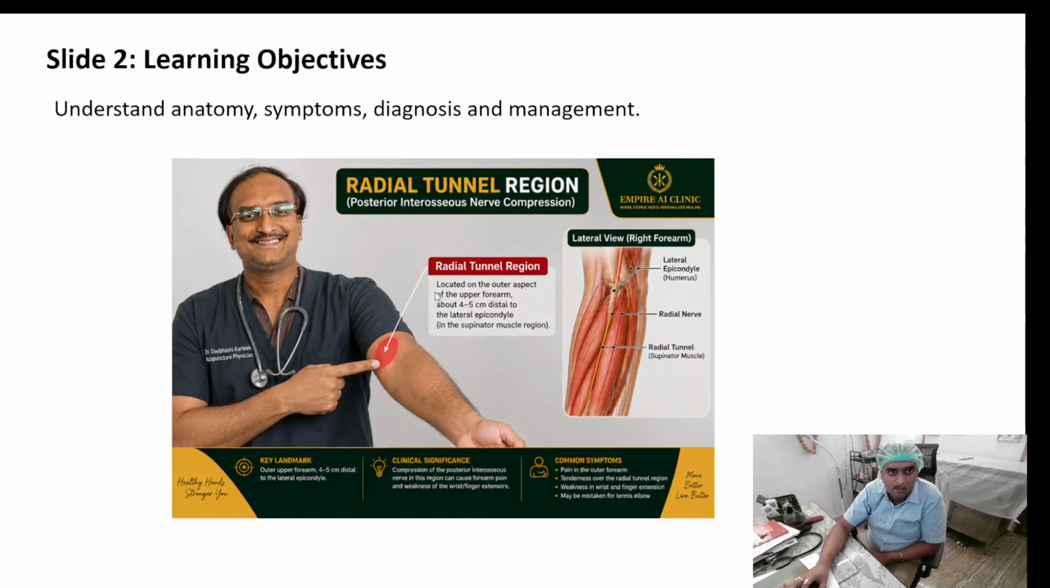Learning objectives: understand anatomy, symptoms, diagnosis, and management. This is a radial tunnel region. Posterior interosseous nerve compression is seen here. The radial tunnel region is located on the outer aspect of the upper forearm, about 4 to 5 centimeters distal to the lateral epicondyle in the supinator muscle region. So this is the lateral epicondyle, radial nerve, radial tunnel.